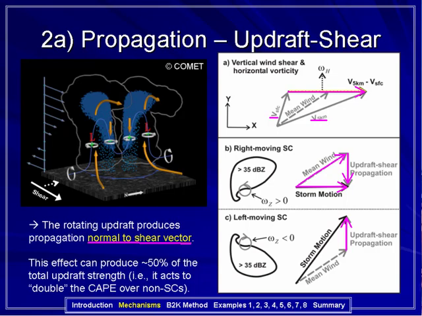Now, the second really important point in this slide is this 50% down here. What that's saying is because of a supercell's rotating updraft, it can in effect double the updraft strength over ordinary cells. So what does that mean? Well, for example, if you have an ordinary thunderstorm with an environment of 1,000 joules per kilogram CAPE, it can have a similar updraft strength to that of a supercell in an environment with only 500 joules per kilogram CAPE. And that's because that rotating updraft of the supercell really enhances the updraft strength. And this whole concept of updraft shear propagation is an important component of the B2K method for predicting supercell motion, which we'll be talking about in later slides.